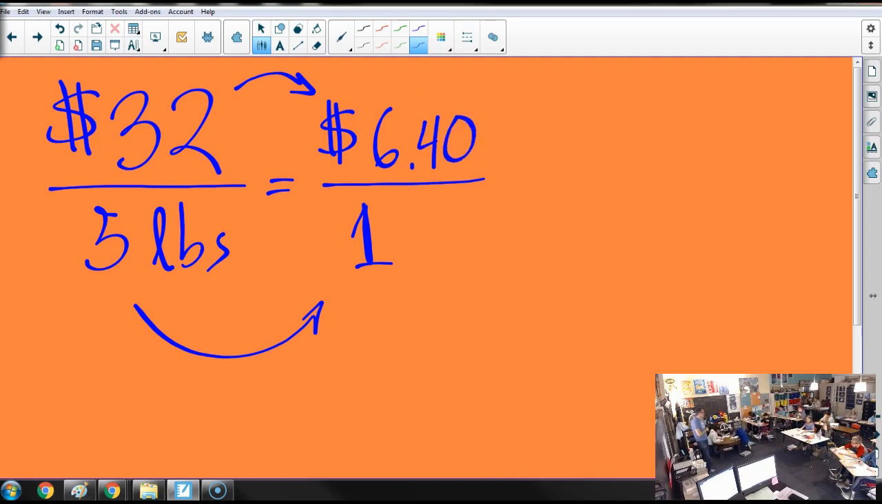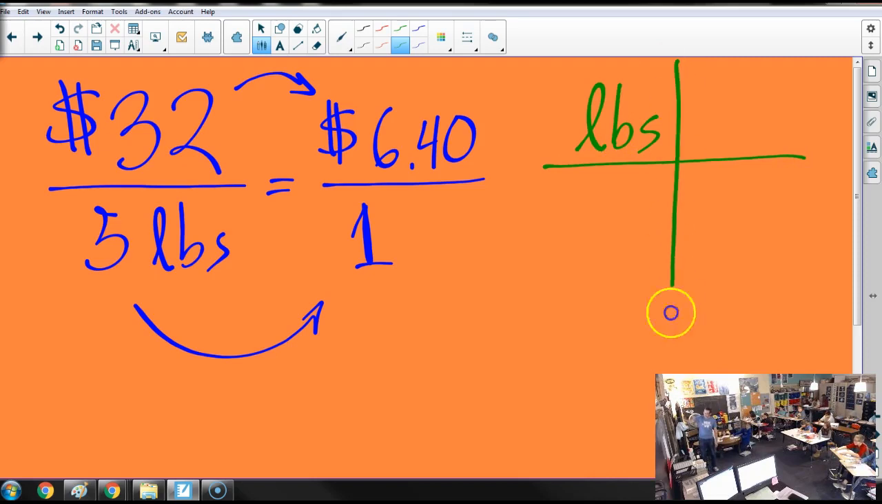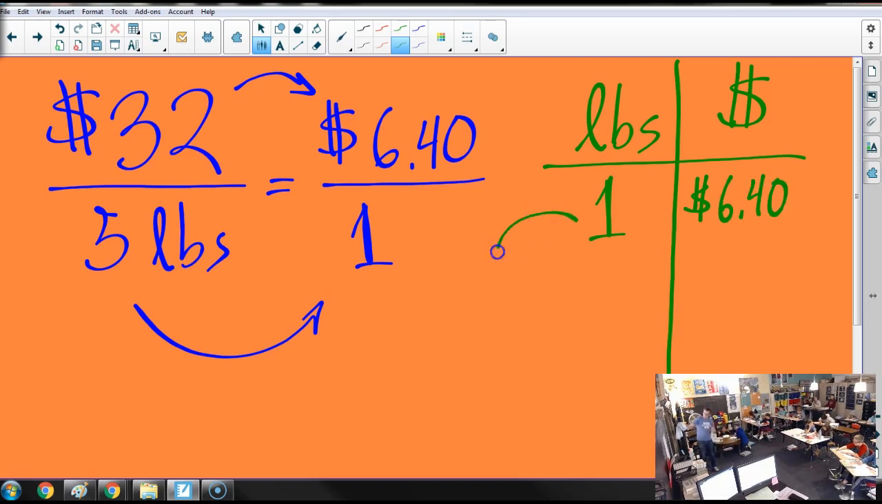So then we could make a table. I didn't ask you to do this, but please do it now. We're going to make a table that is pounds and dollars. And what we just determined is 1 pound is $6.40. So if we went to 2 pounds, it'd be $12.80, right? Because we double. What if we doubled that again and went to 4 pounds?